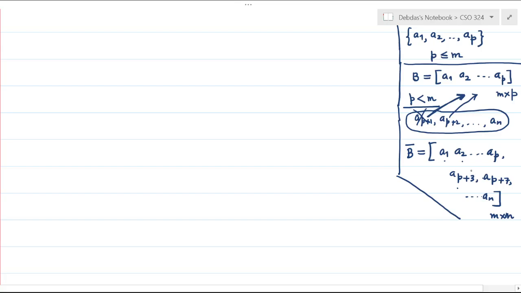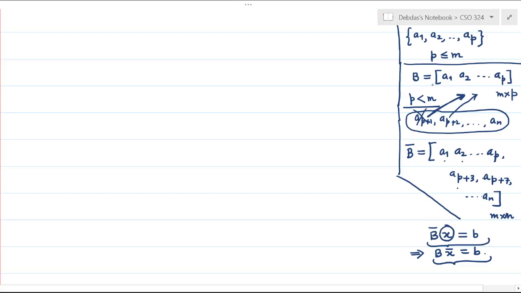And you notice that if you put xp plus 3, xp plus 7 and xn equal to 0, then B bar x equal to b will reduce to B into x bar is equal to b, right? And therefore if x bar is a solution of this, then you have B into x bar is equal to b. Fine. And that will prove that the point x bar is a basic solution. Although it is a degenerate basic solution.